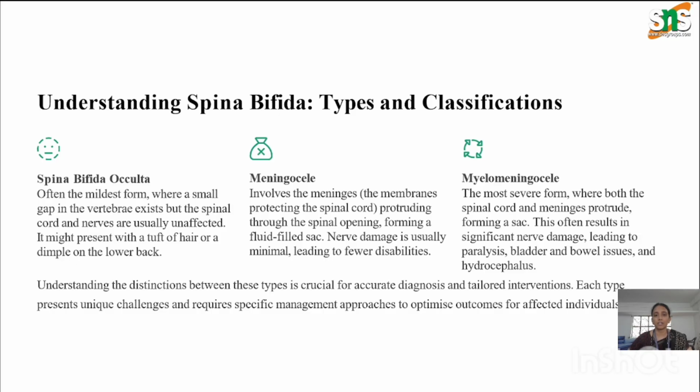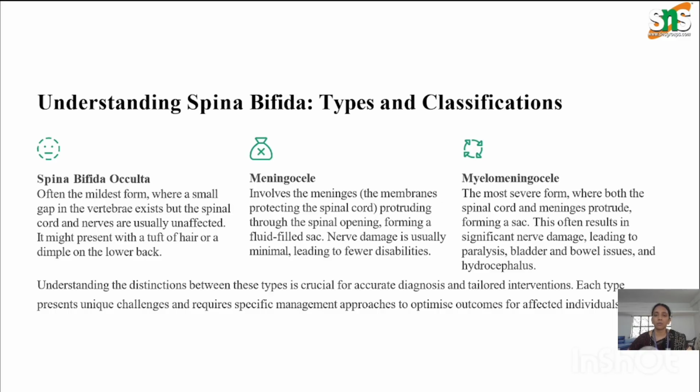The next type is meningocele. It involves the meninges. Meninges are the membranes protecting the spinal cord, protruding through the spinal opening, forming a fluid-filled sac in the affected area. So nerve damage is usually minimal, leading to few disabilities in comparison with myelomeningocele.